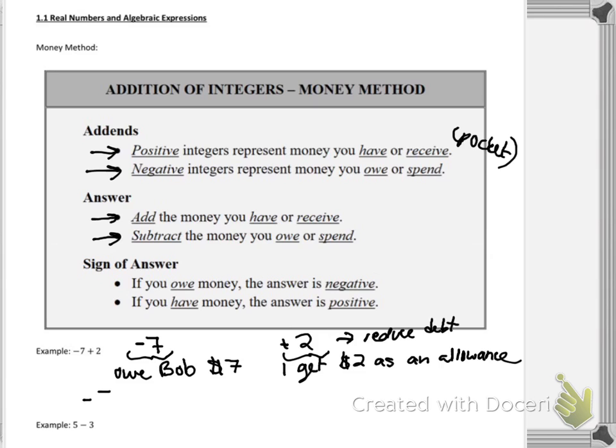So I owe him $7. I give him $2, but I still owe Bob $5. Another way to think about that would be the $5 that I still owe him plus the $2 that I gave him comprise the $7 that I owe him. It's another way to think about it. So let's look at the second example.